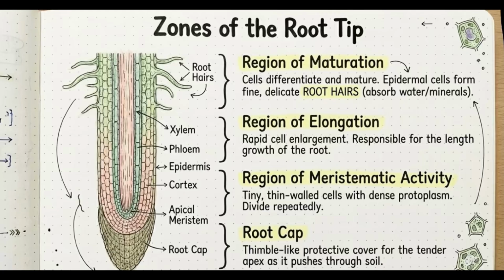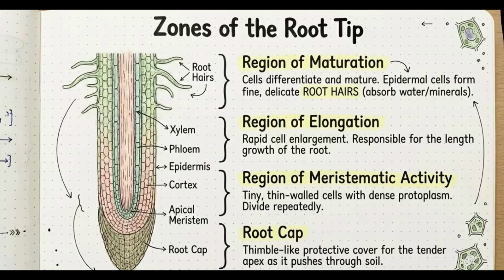Then, moving upward from the tip, we hit the region of elongation. Where things stretch out. Exactly. This is where those newly generated cells undergo rapid enlargement. This zone is actually what causes the root to grow in length. It's like taking the raw steel beams and stretching them out to build the skyscraper. And finally, above that, the chaos of growth settles down a bit in the region of maturation. Right, the final detailing of the building.